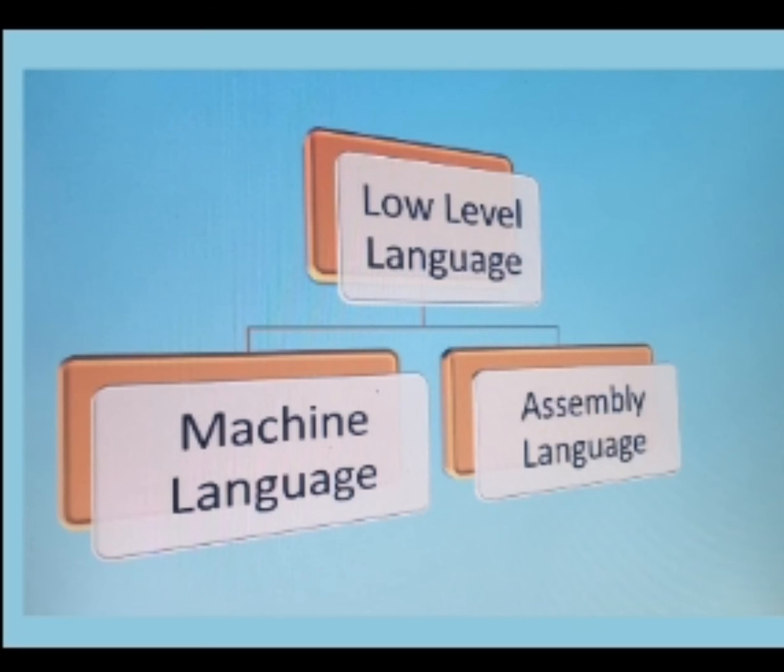In assembly language, we are using mnemonic codes. So mnemonic codes need to be converted into machine-level language. For that, we use an assembler. An assembler is used to translate assembly language into machine-level language so that the computer can understand it.